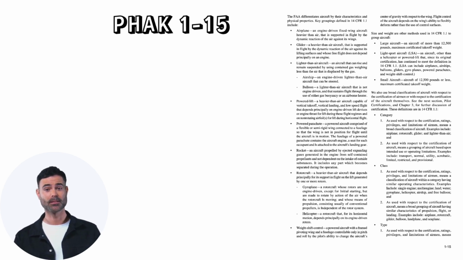Lighter-than-air aircraft, an aircraft that can rise and remain suspended by using contained gas weighing less than the air that is displaced by the gas. Airship, an engine-driven lighter-than-air aircraft that can be steered. Balloon, a lighter-than-air aircraft that is not engine-driven and that sustains flight through the use of either gas buoyancy or an airborne heater.